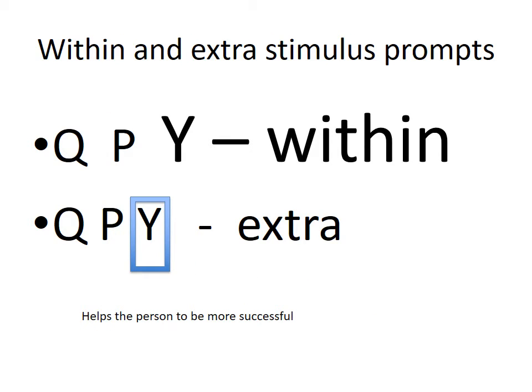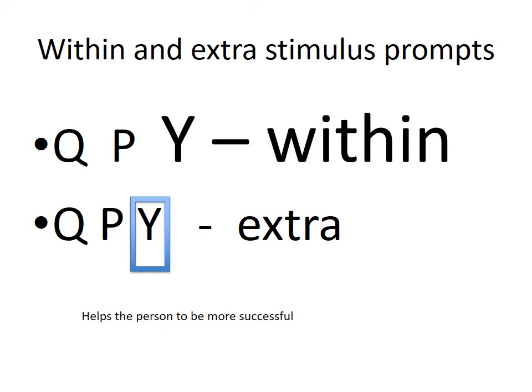We can use within and extra stimulus prompts. So if you remember, a within prompt is where we're changing something about the stimulus itself. So here in QPY, the Y is the target response. We want the person to choose Y. So we made it bigger. Or we might change its color or something.